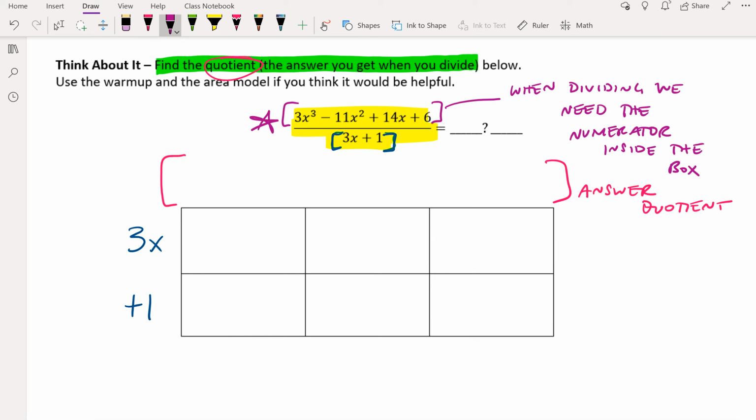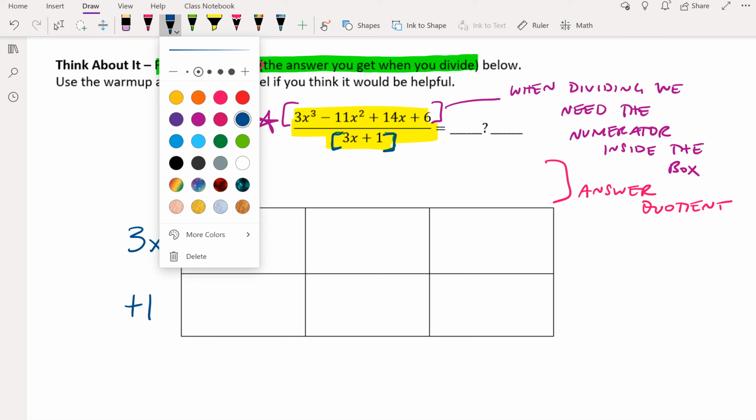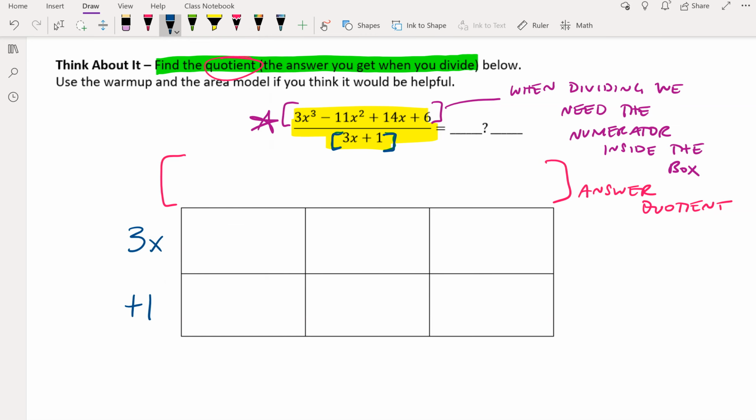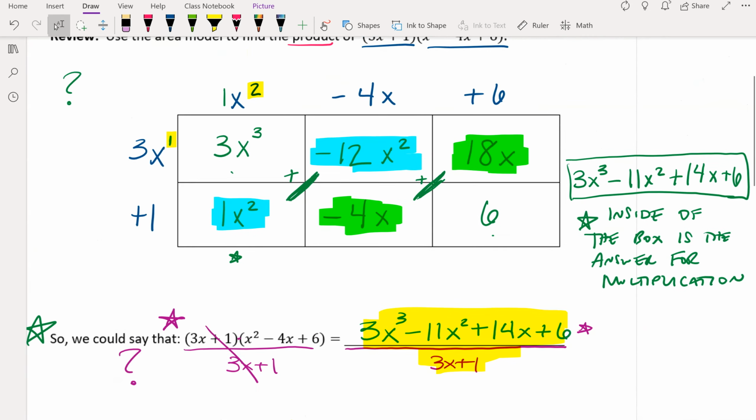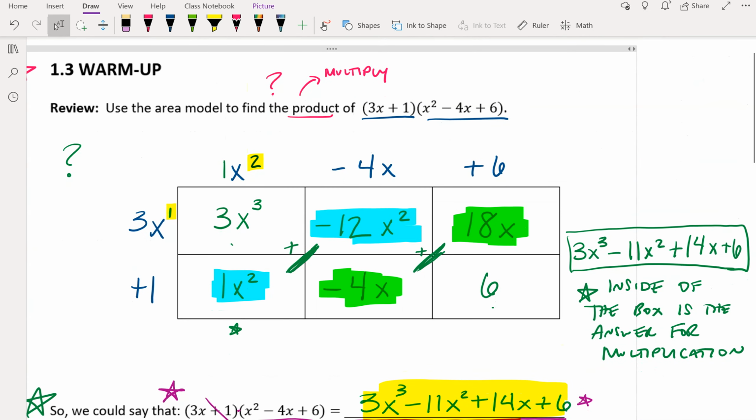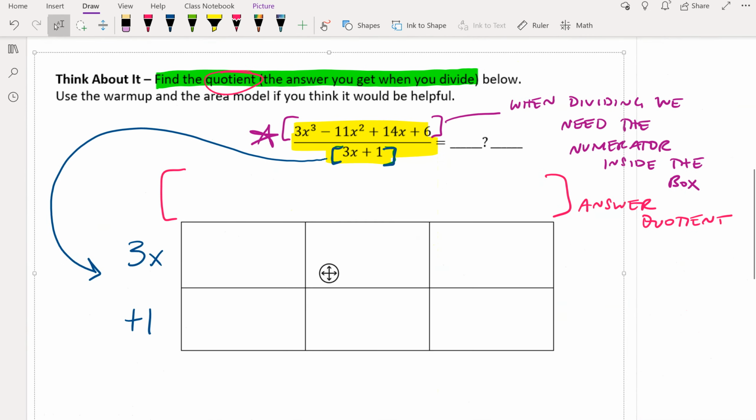This is your introduction to division. You need to have this problem on your paper, so please make sure you have this problem written down. This is your very first example of division. And again, this 3x plus 1 went to the side of the box, just like over here in multiplication, where the shorter term went to the side of the box. Okay, here we go.